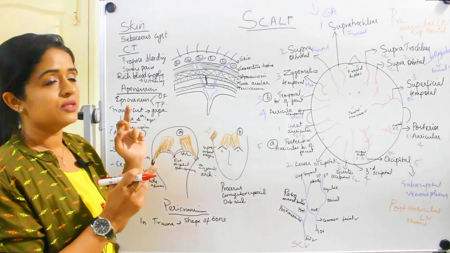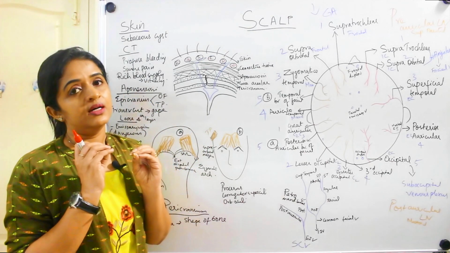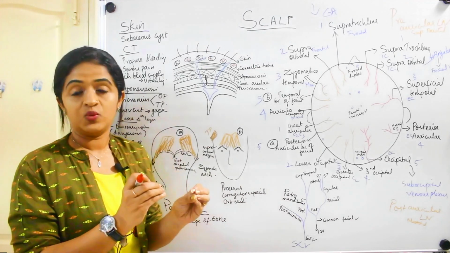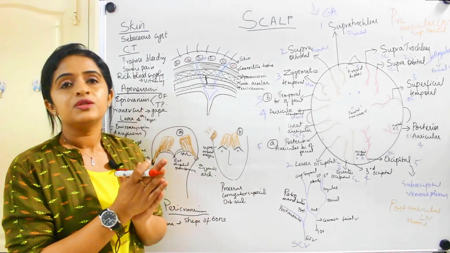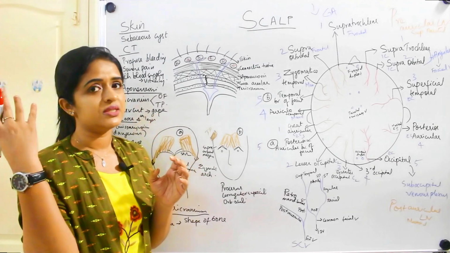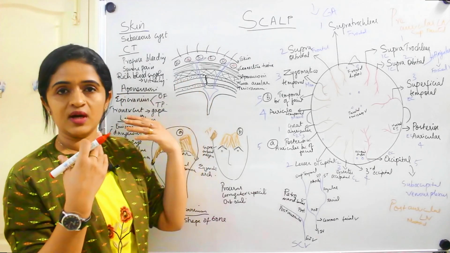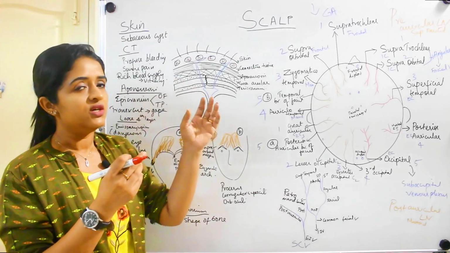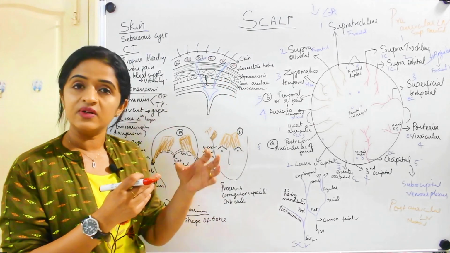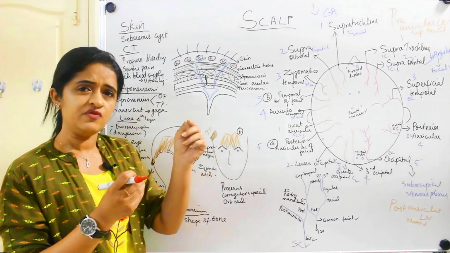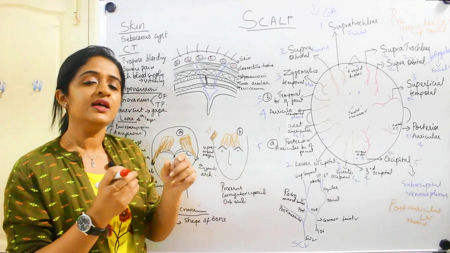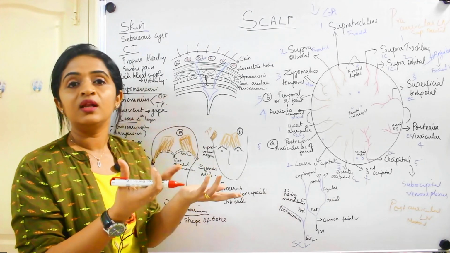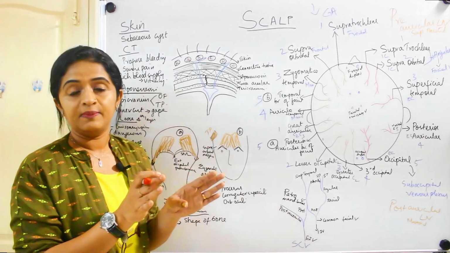Now the next thing is, we have already mentioned that the scalp is rich in blood supply. So when you get an avulsed scalp, that is, after a road traffic accident or so, if a major portion of the scalp is avulsed from the skull, and there is a very small pedicle, if you stitch it back, it will heal completely.